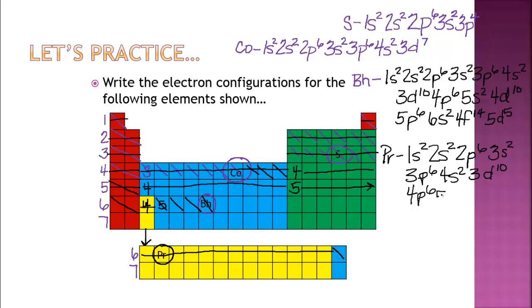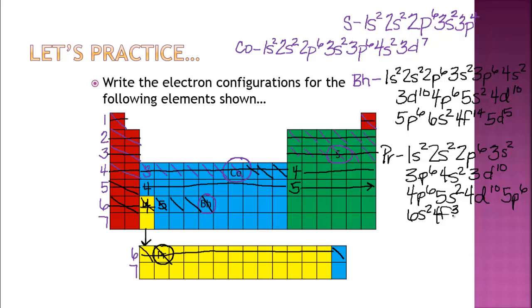5s2, 4d10, back up 5p6, 6s2, down 2 from 6 because f is minus 2. So 4f, f1, f2, f3. So 4f3.